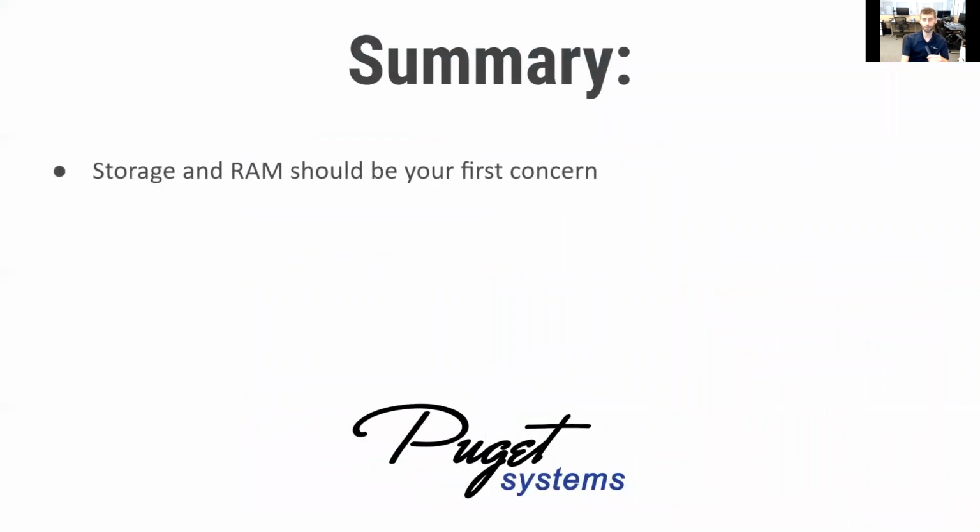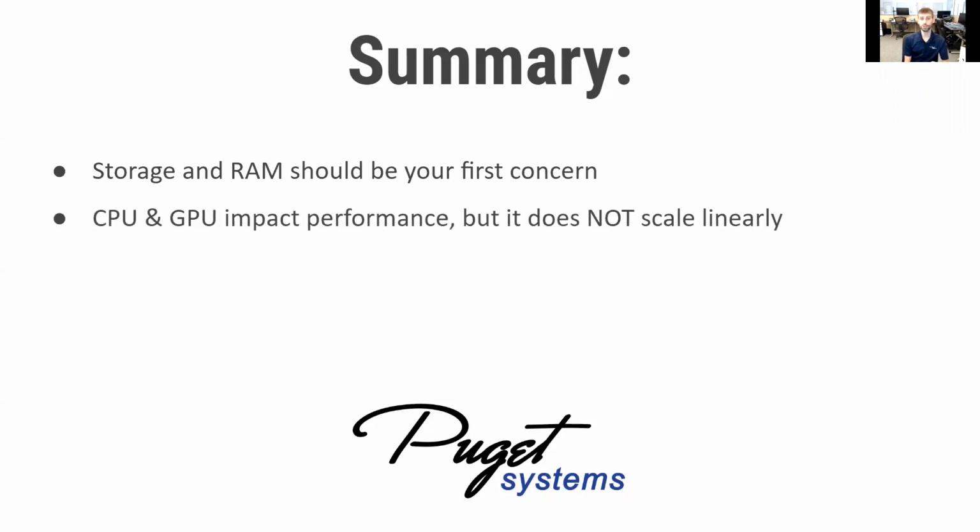So, a brief summary while people are putting in some questions. Storage and RAM are your first concern. Storage is about capacity and speed. RAM is really just about capacity. CPU and GPU are your consideration for performance. Performance does not scale linearly. Spending twice as much on a CPU or GPU does not mean twice as much performance.